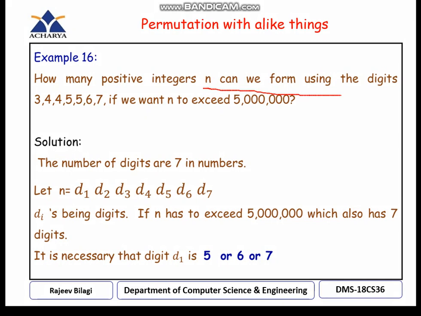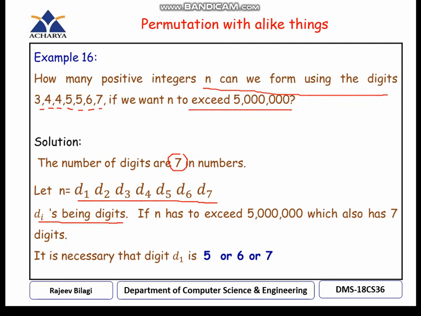we can form using all the digits 3, 4, 4, 5, 5, 6, 7 if we want n to exceed 50 lakhs? Okay, so how many such combinations will we have? If you look, there are 7 digits: 3, 4, 4, 5, 5, 6 and 7. So I will call this a number which contains 7 digits. I'll write it as D1, D2, D3, D4, D5, D6, D7, where Di are digits.